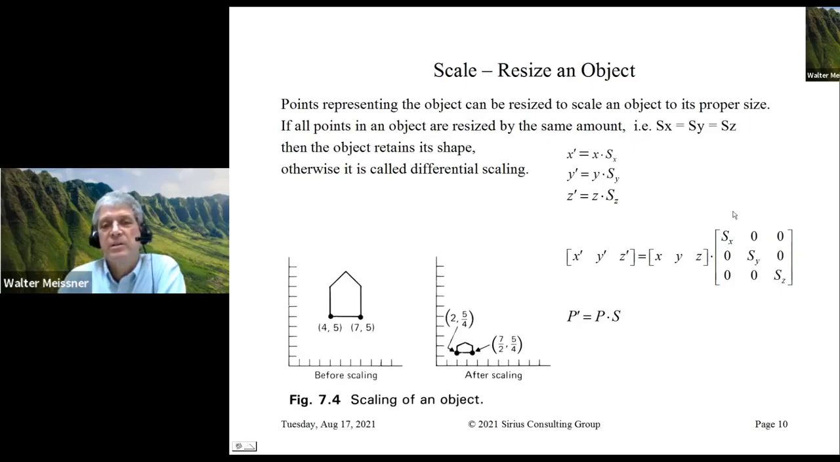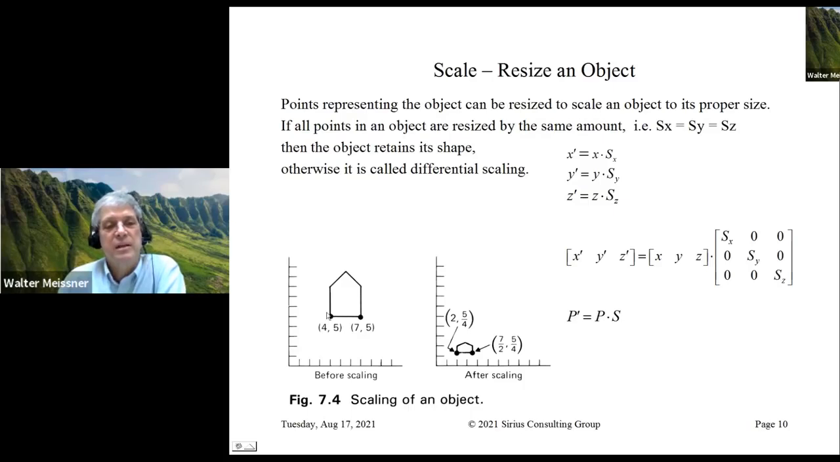And putting this into matrix form, it's a row vector for the original and the scaled point, but the matrix is all zeros except for the diagonal, which has the scaling factors for each axis. And the compact notation is just to use the letters for the matrices.